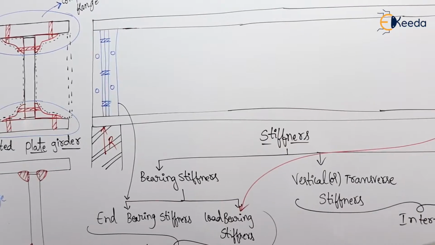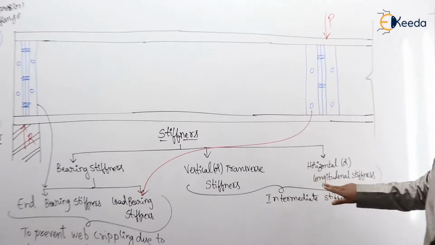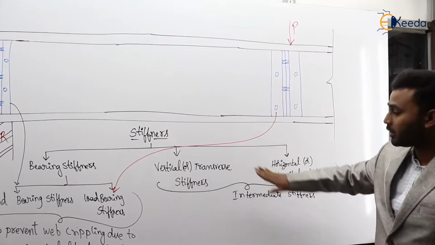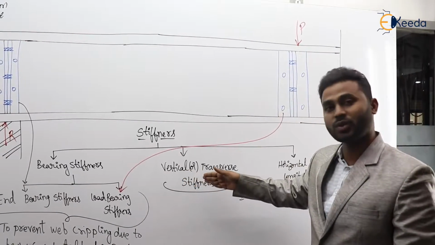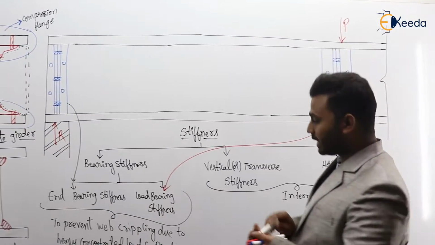So as we said, the vertical and transverse stiffener and horizontal longitudinal stiffener are also called intermediate stiffeners. Now coming to the vertical and transverse stiffener. The name itself says they are vertical and transverse. Okay. So now we are going to provide like this.